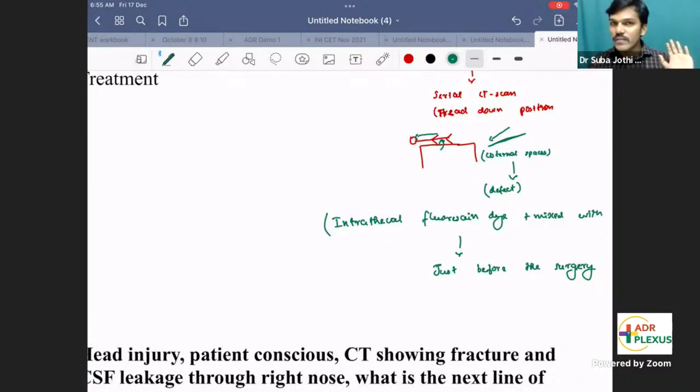So whatever CSF leak it may be, traumatic, non-traumatic, spontaneous, or iatrogenic, you should immediately do CSF leak repair. So how will you do it? First, you can do a biochemical test. You can do a CT cisternogram. Then you can plan for surgery.